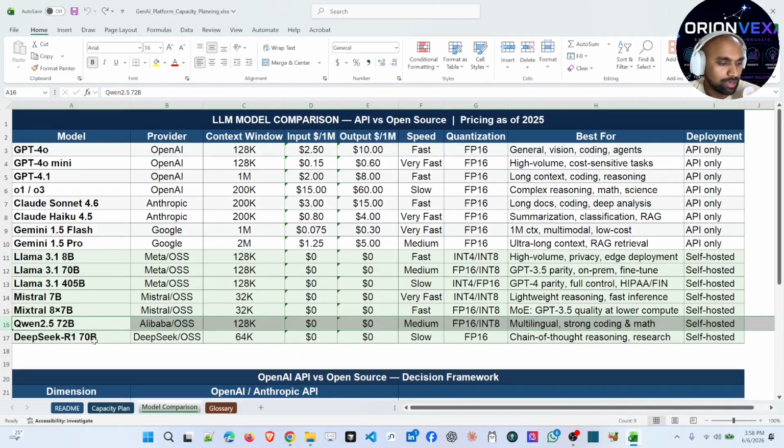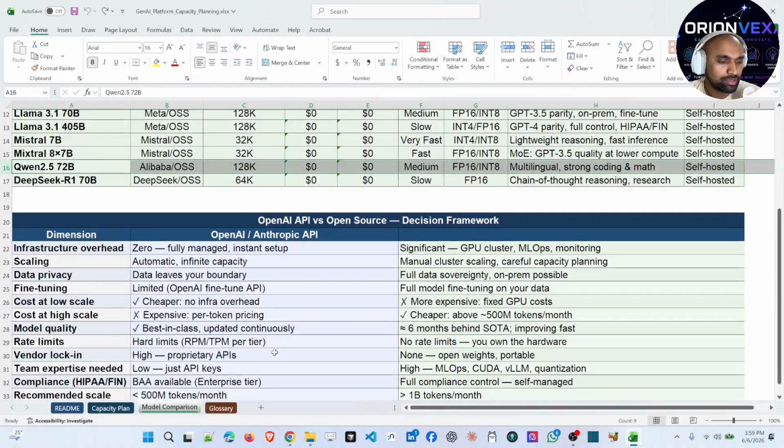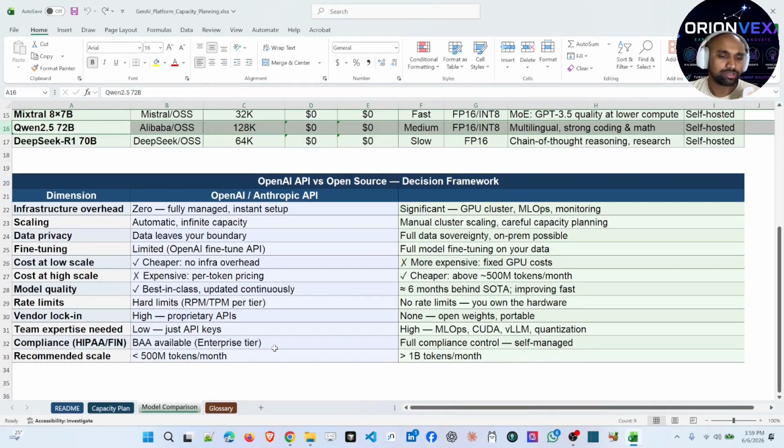And DeepSeek R1 70 billion is from DeepSeek, with a 64K context window. It's a little bit slow compared to the other models. We can use this for chain of thought reasoning and research and all. Okay, these are all about this comparison.